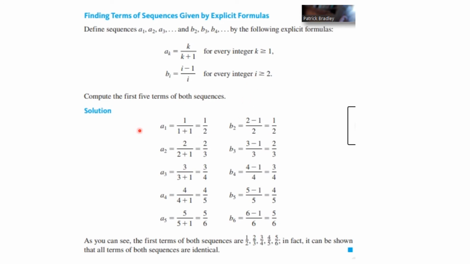So what you're going to do is plug 1 in, and this is A1. So A1 is 1/2. A2 is 2/3. A3 is 3/4. A4 is 4 over 5. A5 is 5 over 6. B starts with 2, the sequence B starts with 2. So B2 is 1/2, then 2/3, 3/4, 4/5, and 5 over 6. Now if you look, these both actually define the same sequence, but their definitions look different. That can certainly happen.